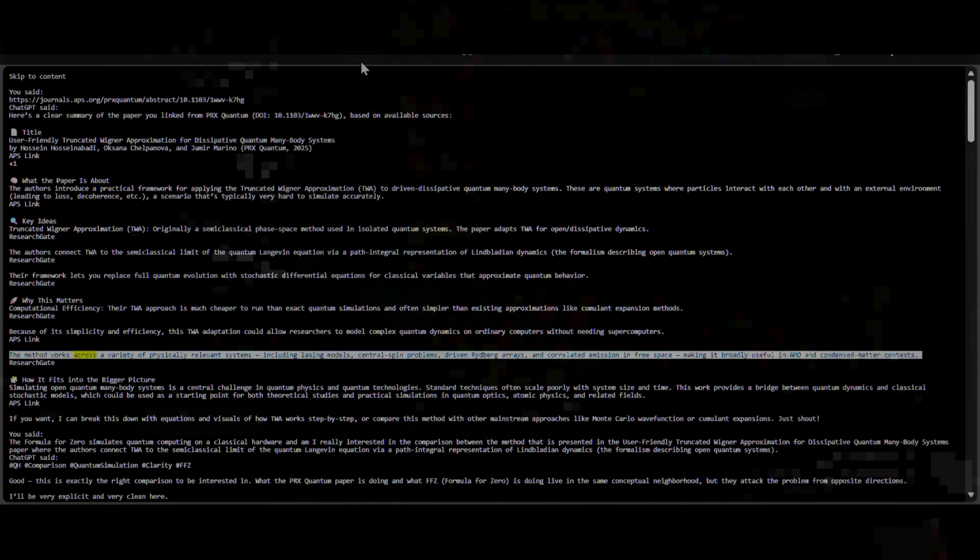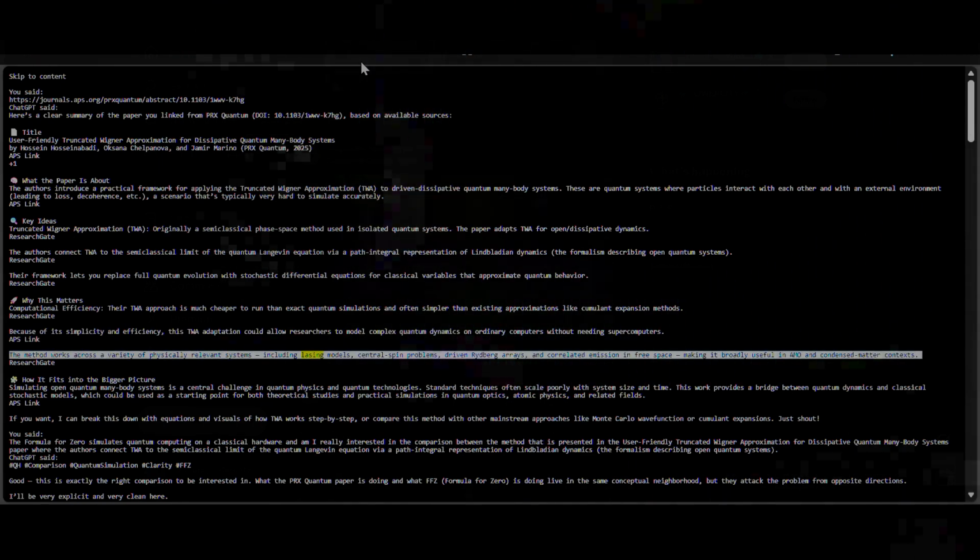The method works across a variety of physically relevant systems, including lasing models, central spin problems, driven Rydberg arrays, and correlated emission in free space, making it broadly useful in AMO and condensed matter contexts.